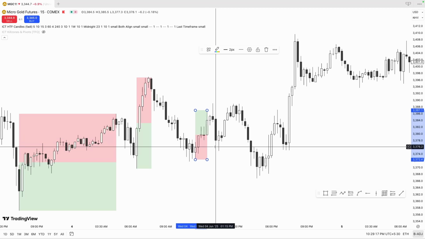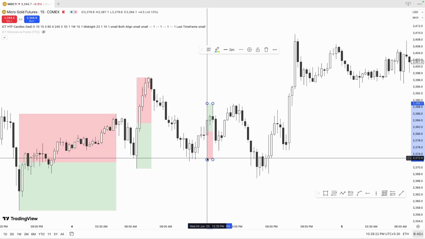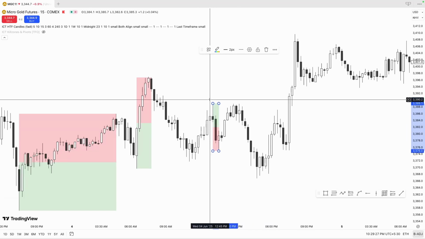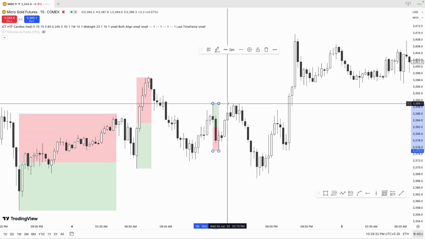What happens? Price comes to the discount, it pushes higher. Okay, and yeah, this is the next high. This is the next low. Once it reaches discount, you can just leave it out and you can mark the next low and high. So this is the next high, next low. What happens? Price pushes higher and it pushes down.